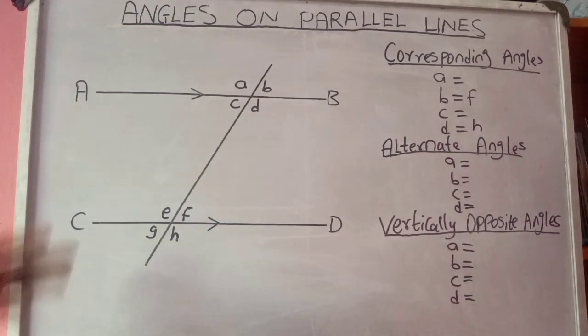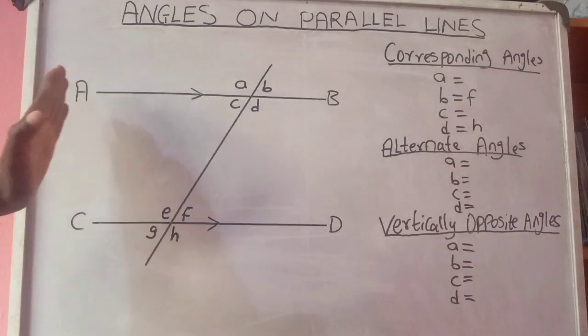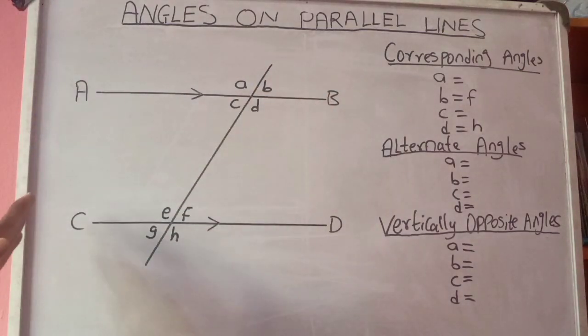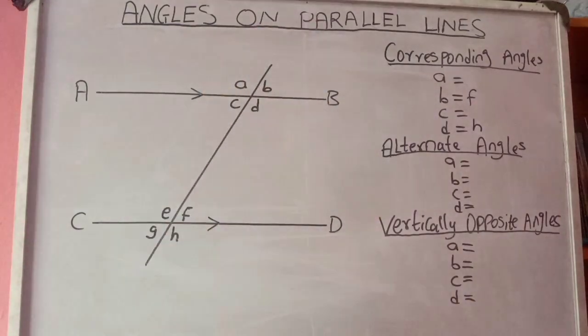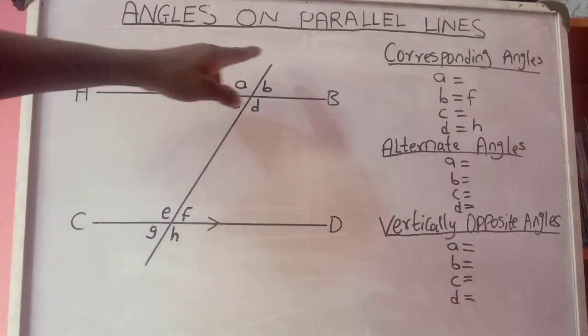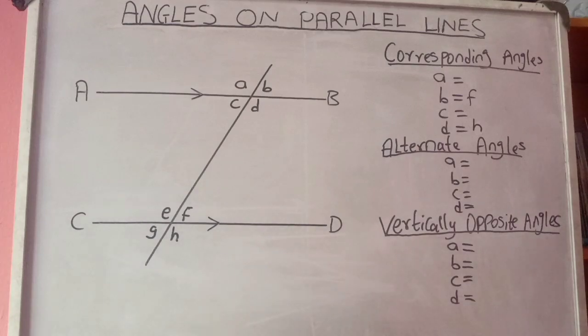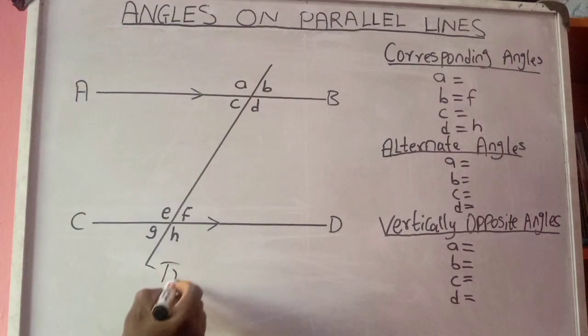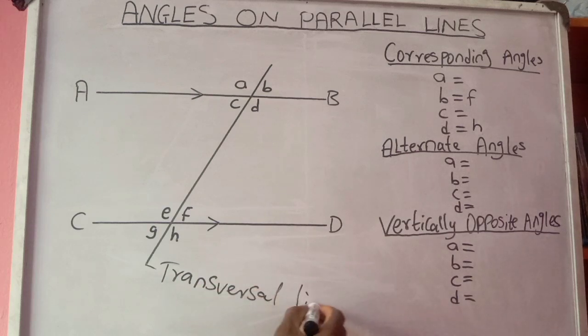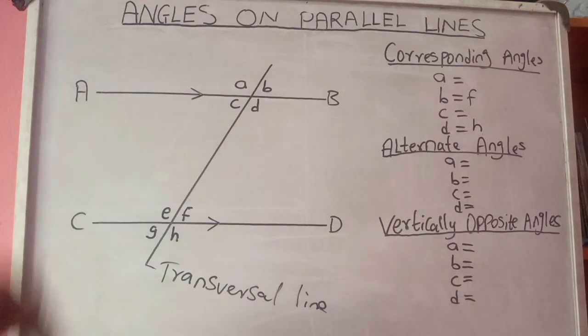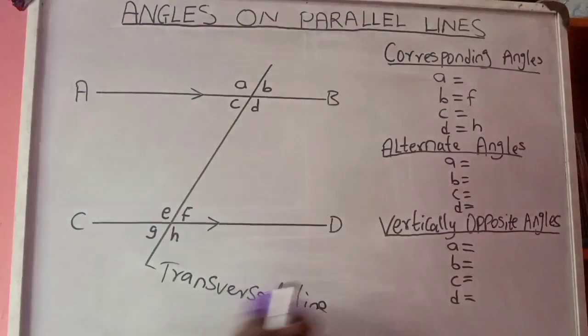Now let's get back to our question. We say that line AB is parallel to line CD. The line that is being drawn across the two parallel lines is called the transversal line. We call it the transversal line. You can have more than one transversal line in two parallel lines. All right, so we call this line transversal line.